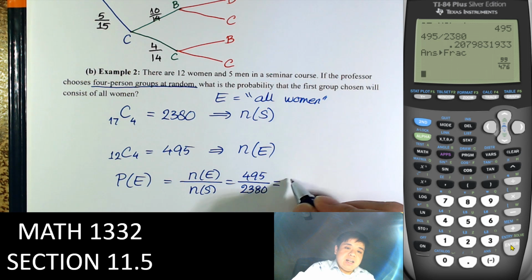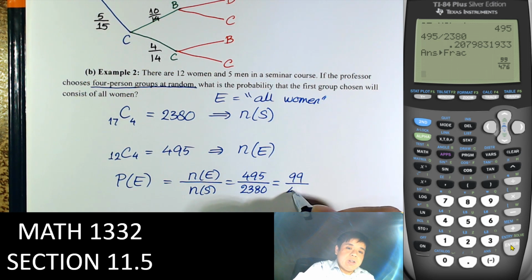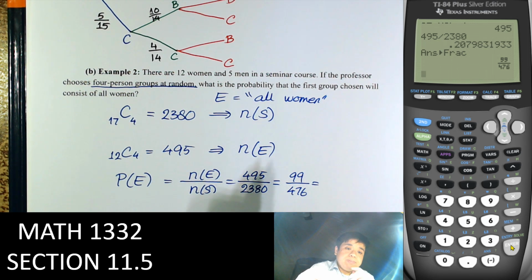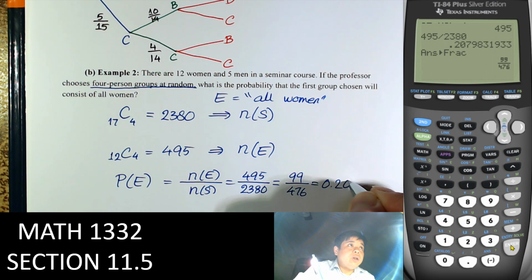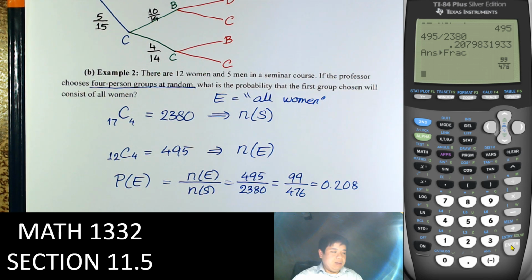Right, that's 99 over 476, or we can write it as a decimal, 0.208, or about 20.8%.